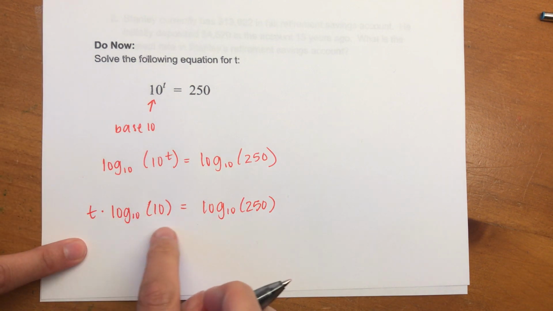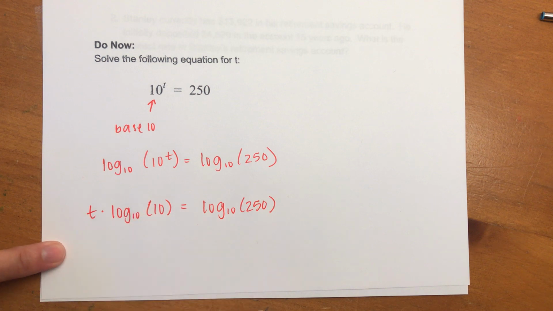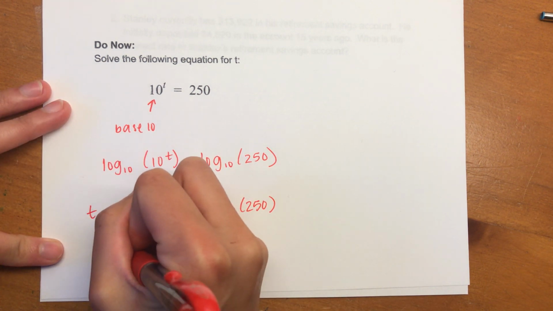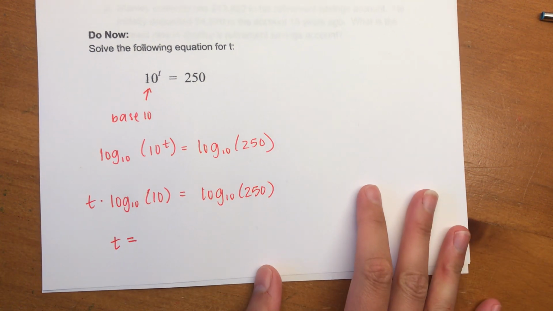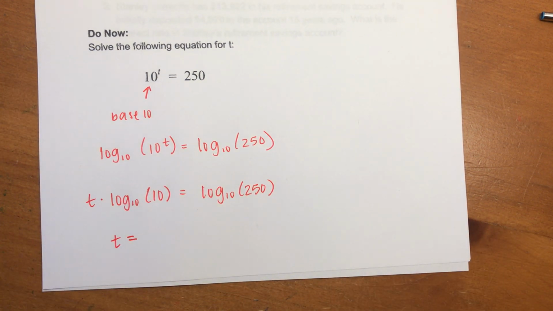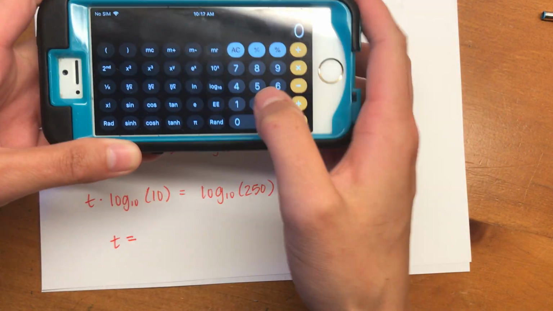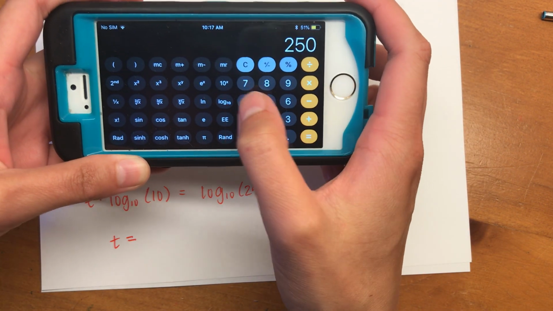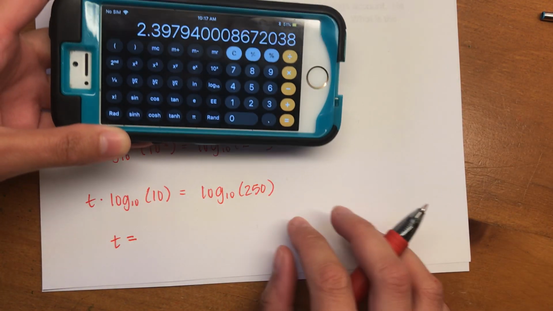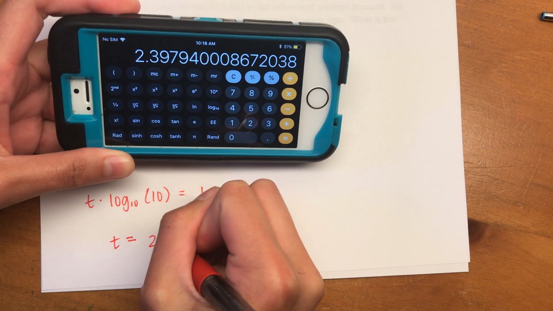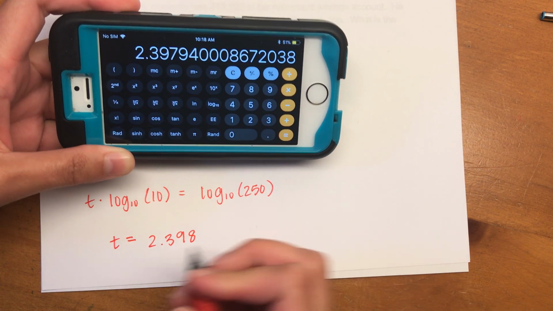And the logarithm base 10 of 10, we should know, is 1, since 10 to the what power is 10? So we get t equals log base 10 of 250, and I'm going to compute that in my calculator just for practice. I'm going to put in 250 first, and then hit the log base 10 button right next to the 4. And I get t equals 2.398 if we round.